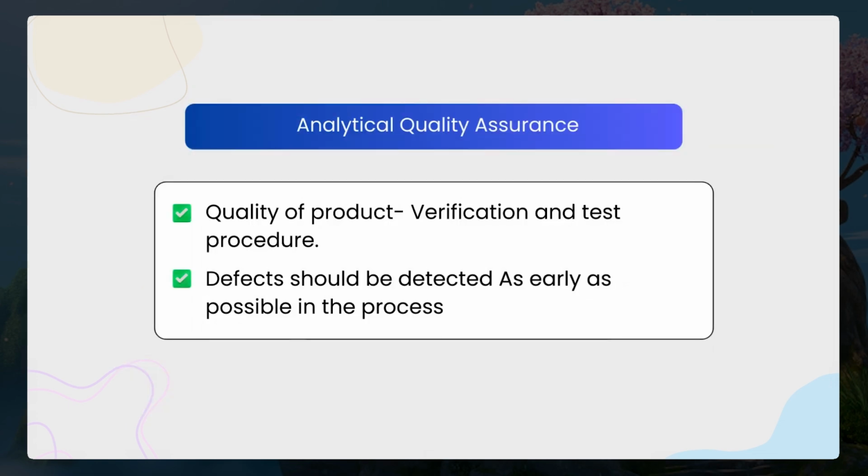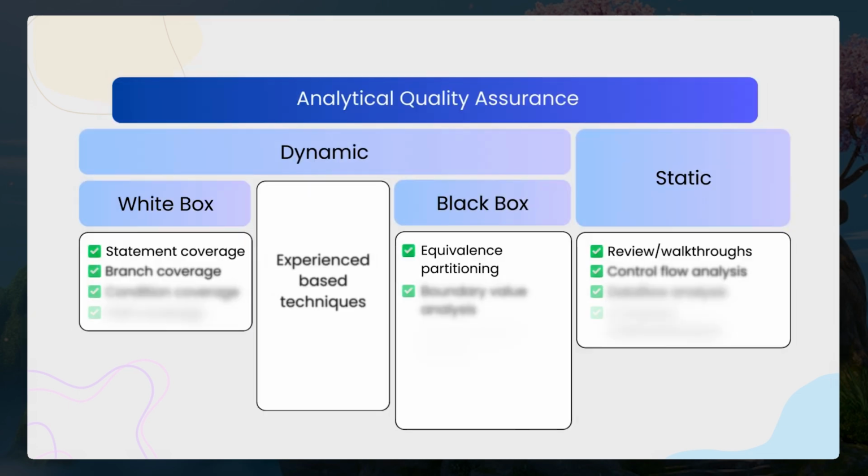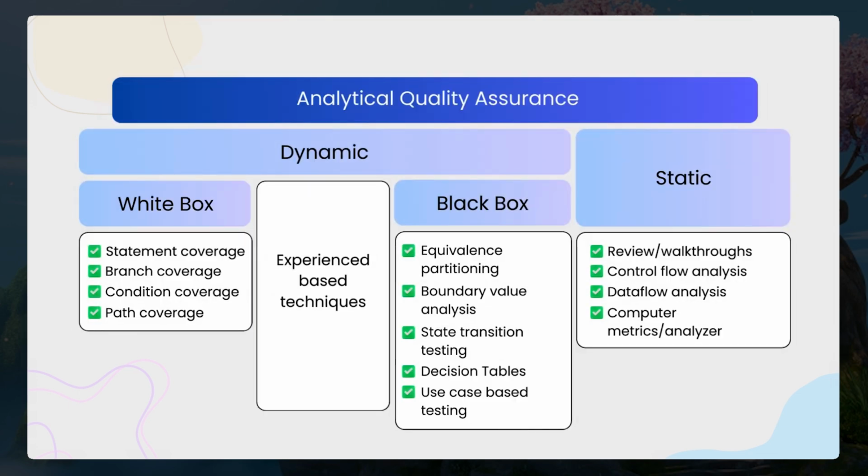Analytical quality assurance ensures the quality of the product through verification and test procedures. It also ensures that defects are detected as early as possible in the process. We can categorize analytical quality assurance into two primary components: dynamic and static. While we'll dive into dynamic methods, including white box, experience-based techniques, and black box later, let's focus on the static methods for now. Static methods involve reviews and walkthroughs, examining the code manually to identify potential issues.